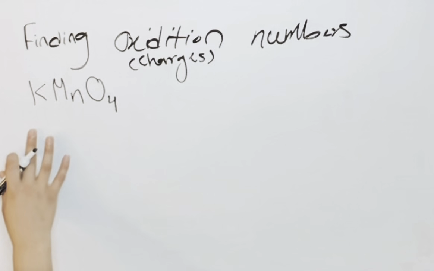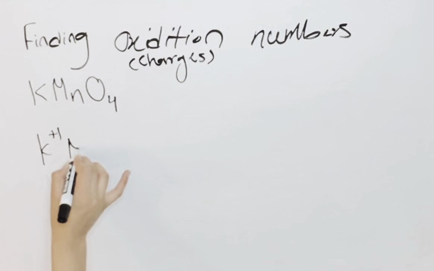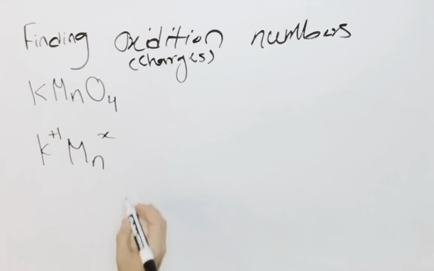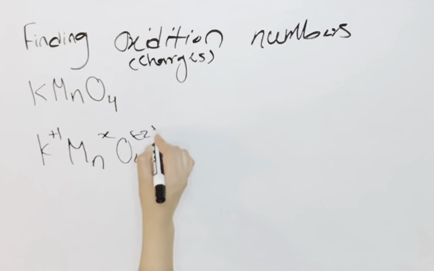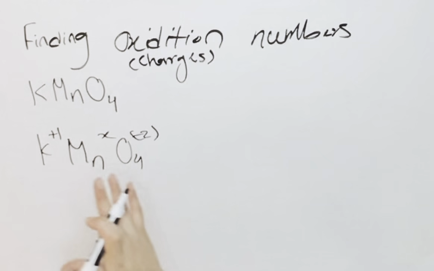So first, we know that potassium is located in the first column, which means its charge is not going to change, which means the charge of potassium is +1. Now, manganese is the thing that we're trying to find, so we're just going to put an X in there because we don't know what the charge is. Now, oxygen, we know its charge is not going to change, so we're just going to put a -2 in here. And since you don't see any charges over here, which would give you the total charge, we know that the whole thing should equal 0.